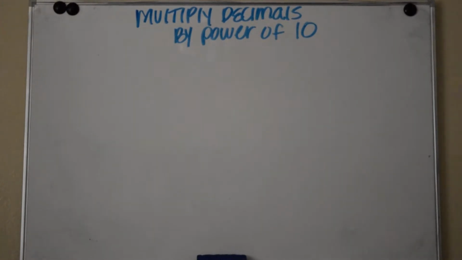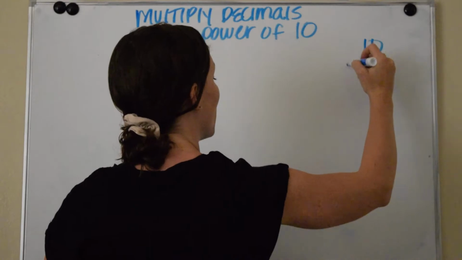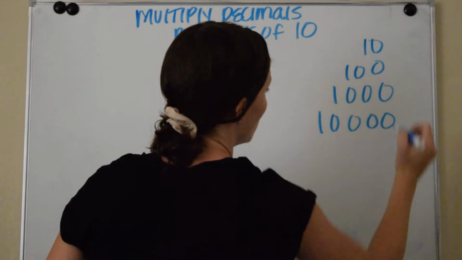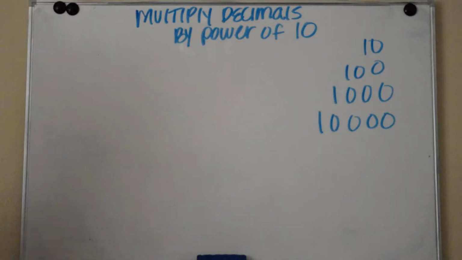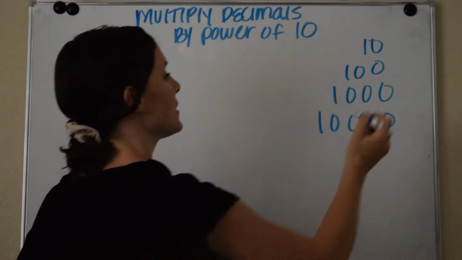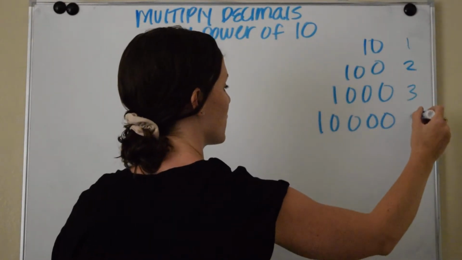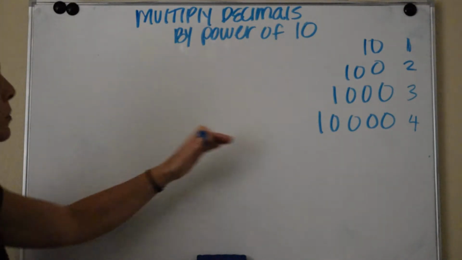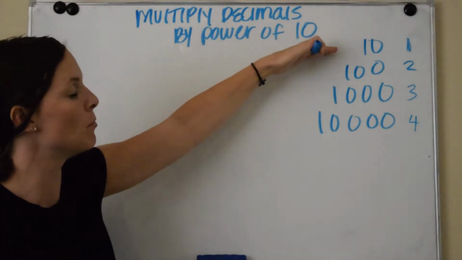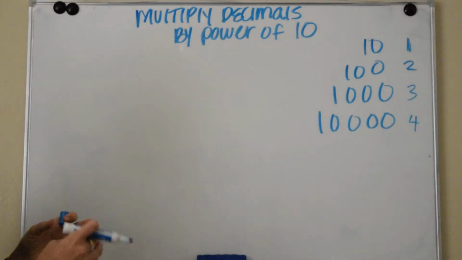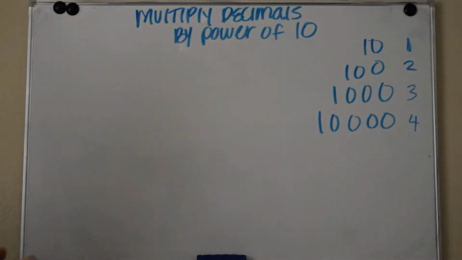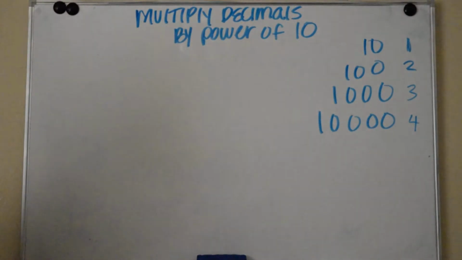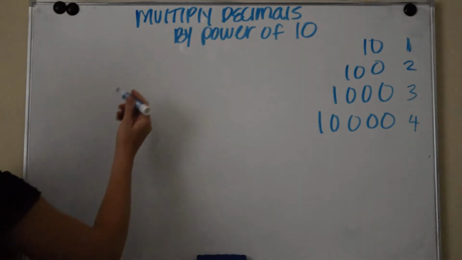So remember our powers of 10, we have 10, 100, 1,000, and let's even do 10,000. Remember our powers of 10, they go up by one extra zero each time, right? This has 1 zero, this has 2, this has 3, this has 4. It's important to note that because when we multiply a decimal by 10 and then multiply it by 100, you're going to see that the decimal starts to move. And it's moving because these powers of 10 are getting bigger and bigger, which means our decimals are going to get bigger.